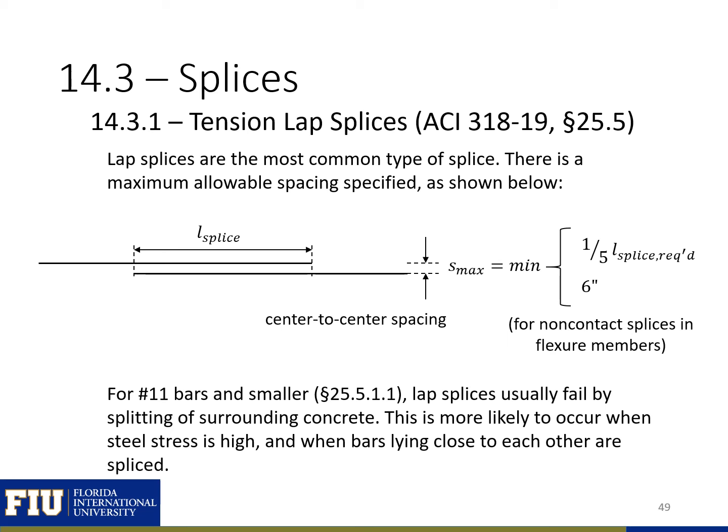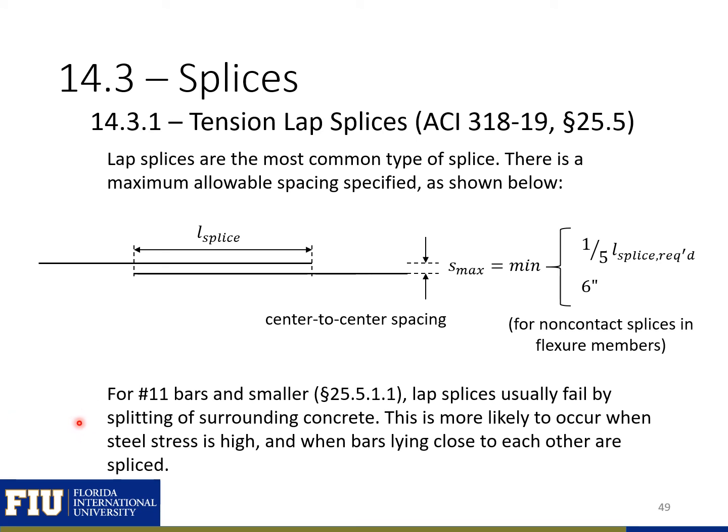As I mentioned, our tension lap splices are our most common type of splice. So we're going to go through the ACI 318 procedure for calculating the splice length. The first is that the maximum spacing between our bars for it to be a lap splice needs to be less than the minimum of 1/5 our required splice length and 6 inches. So this is for our center to center spacing.